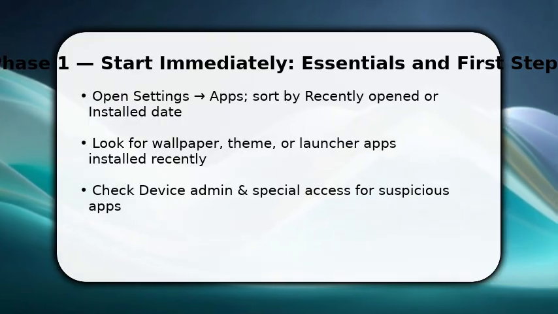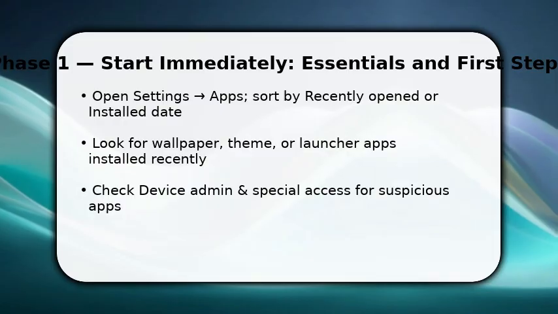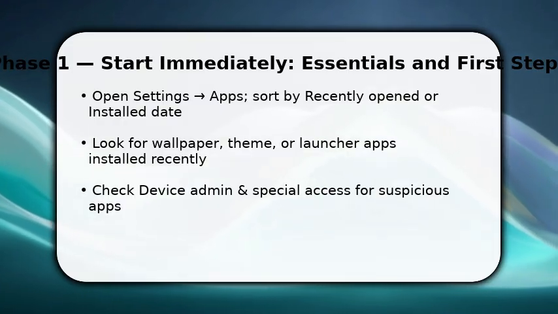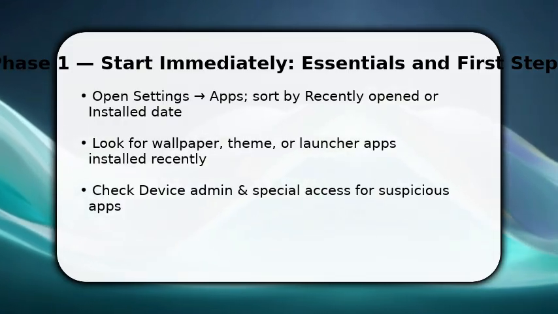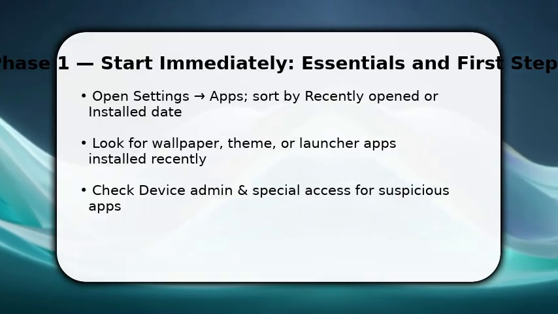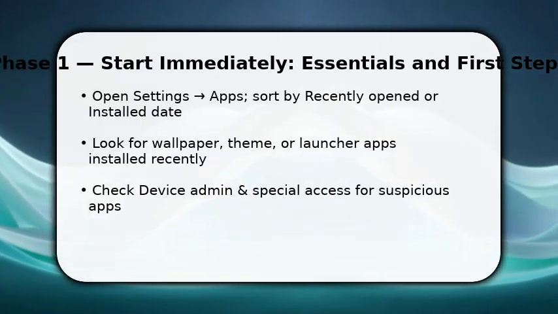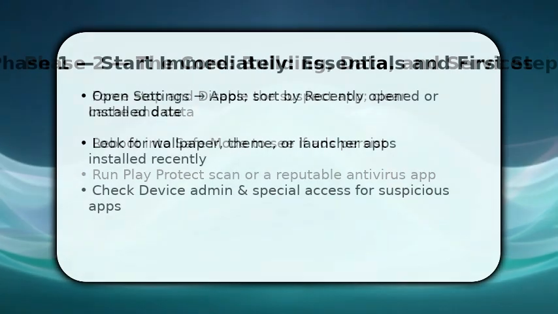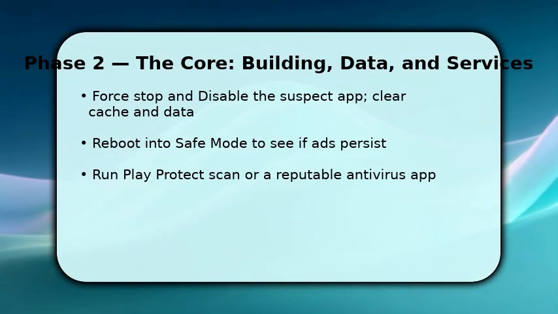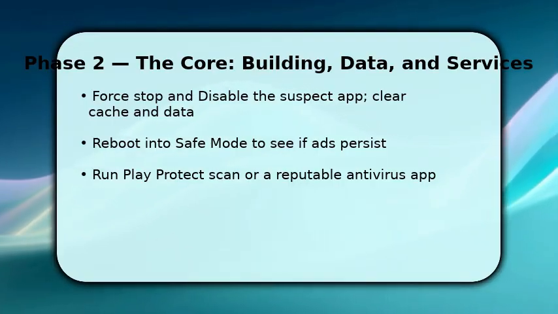Uninstall if possible. Make sure to check Device Admin and Special Access because some ad apps register there and block removal. If uninstall succeeds, reboot. If not, continue to the next step for deeper removal. Once you've identified the culprit, force stop and disable it, then clear cache and data to remove temporary ad payloads.